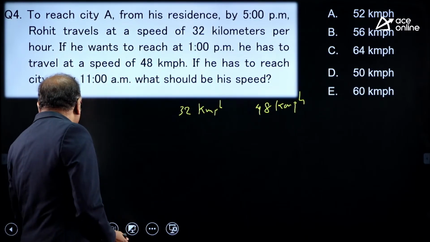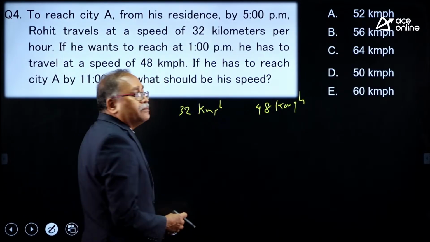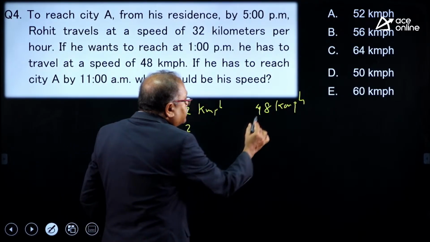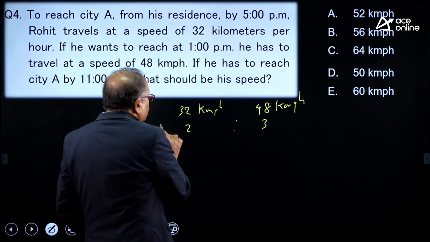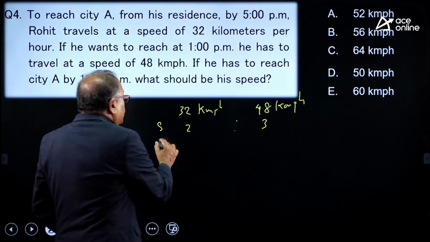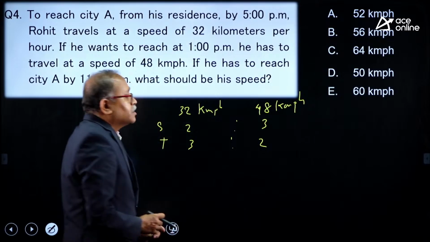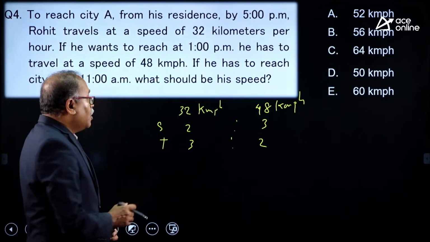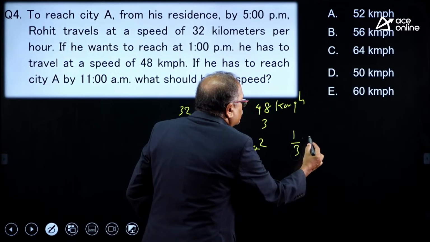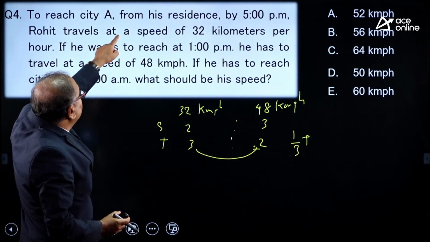Okay. Now, I will take the speed ratio over here. Both are getting cancelled by 16. So, with 16, 2 times and with 16, 3 times. So, this is the speed ratio. If the speed ratio is 2:3, then the time ratio will be 3:2. Am I right? So, how much has the time reduced? 1/3 of the time has reduced. And what is that 1/3 of the time? How much time is reduced?